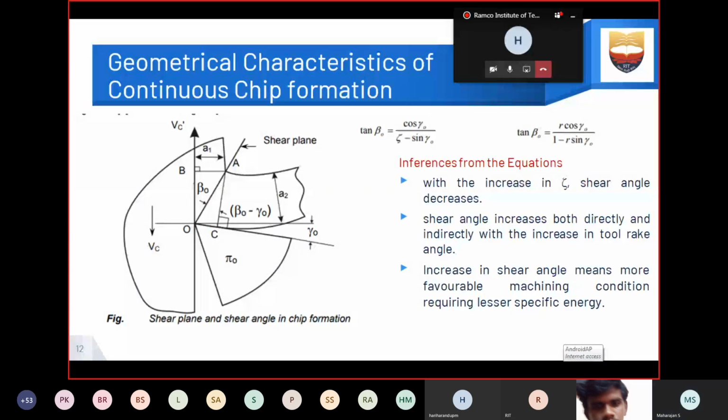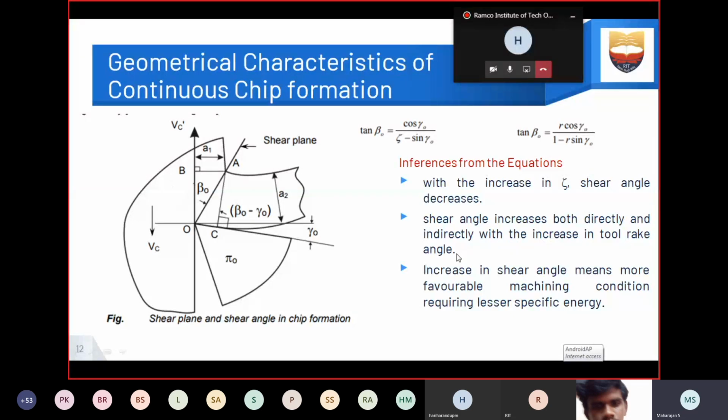So next, these are the geometrical characteristics of continuous chip formation. Here we can see the shear angle beta naught. This is the shear angle. This is the rack angle. This is A1, A2, you know very well. This is the cutting velocity. So what are the inferences from this equation? With the increase in the chip reduction coefficient, the shear angle decreases. That is one thing. Shear angle increases both directly and indirectly with the increase in tool rack angle.